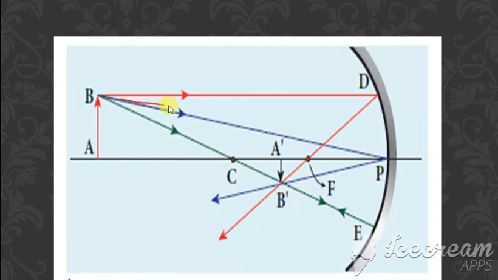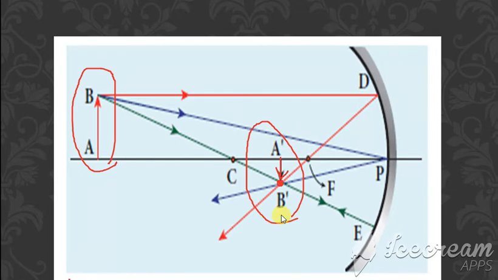Then the third one is when it is passing through the pole, it gets reflected. So wherever all of these reflect, that common point we get is the image. The object is named AB and the image is named A dash B dash. When you see the object and the image, the object's height is in the upward direction, so we take it as positive. Here the height is in the downward direction, so we take this to be negative.